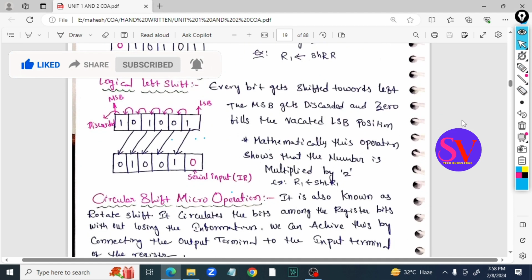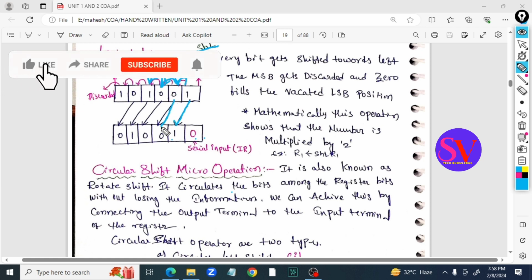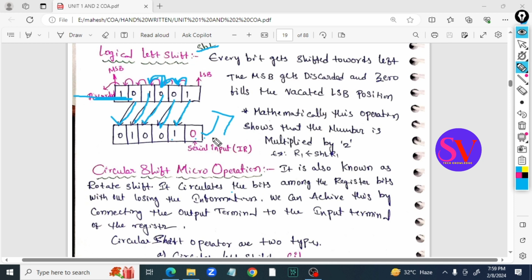Next, logical shift left. It will be represented with SHL. So here every bit will be taken one position left. Okay, so here 1 will be placed here, and this 0 will be placed here, and this 0 will be placed here, like this. This, and this. And the MSB will be discarded, and the vacant LSB position will be replaced with 0. Okay. Mathematically, this operation shows that the number is multiplied by 2.